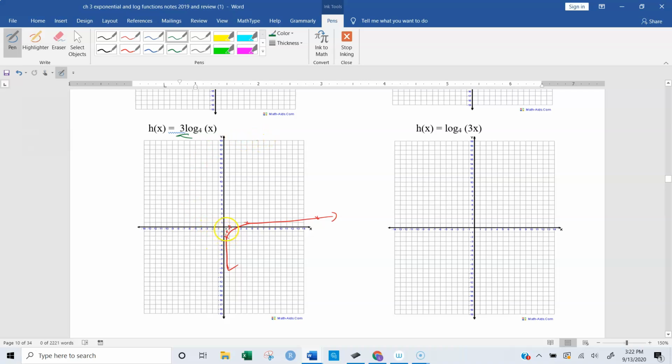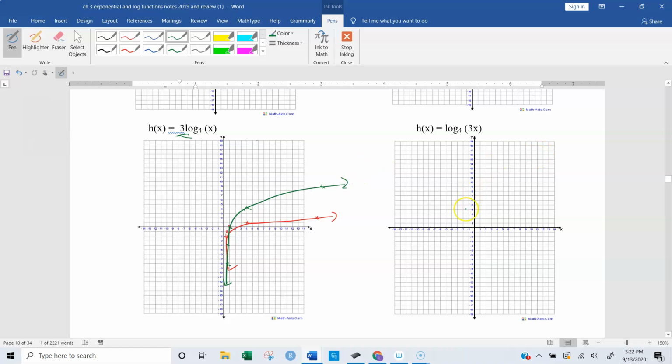So 1/4 times 4 is, negative 1 times 4 is negative 4. Negative 2 times 4 is negative 8. Here we go, y value. 0 times 4 is still 0. 1 times 4 is 4. And then 2 times 4 is 8. Can't see these graphs. I need to make them larger. And right there is your stretch.